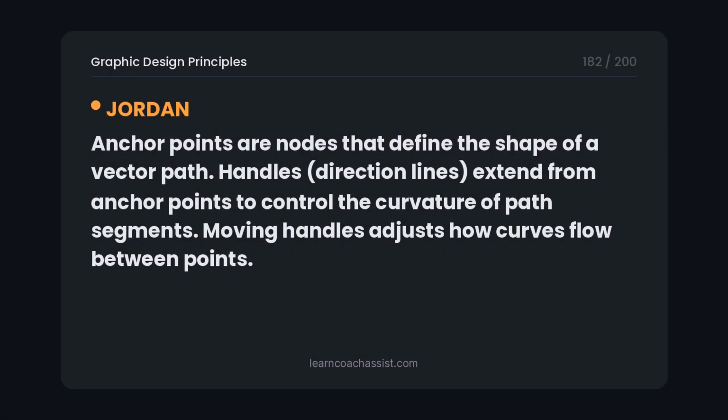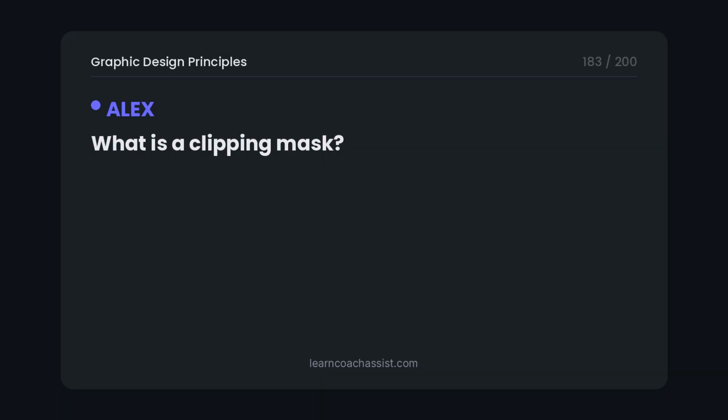Anchor points are nodes that define the shape of a vector path. Handles, direction lines, extend from anchor points to control the curvature of path segments. Moving handles adjusts how curves flow between points. What is a clipping mask?